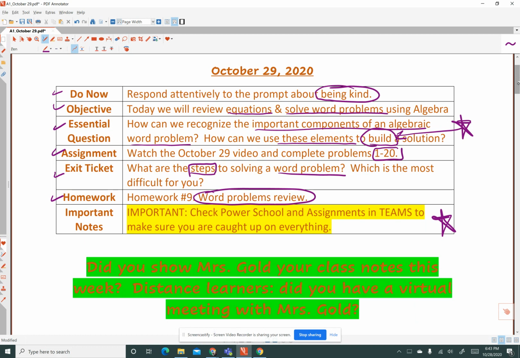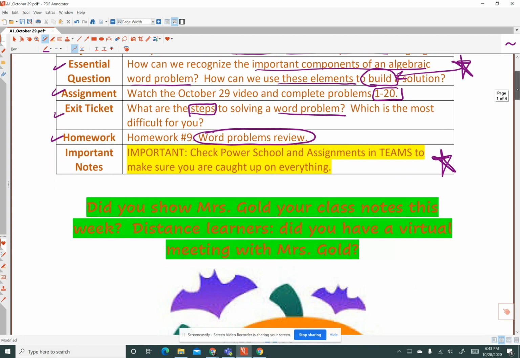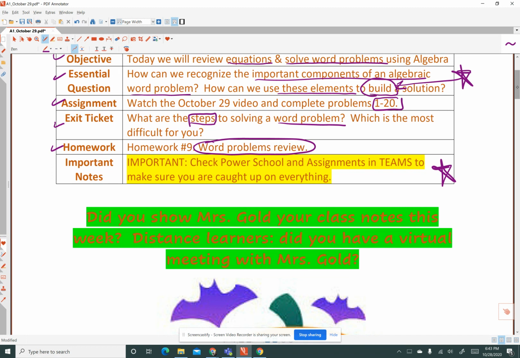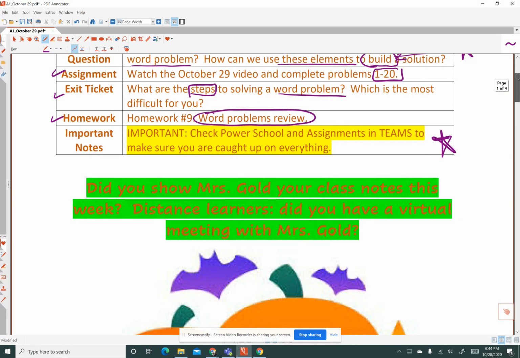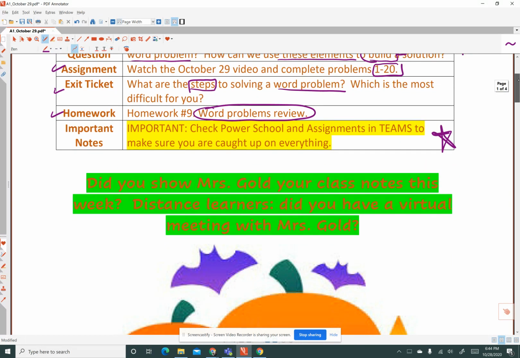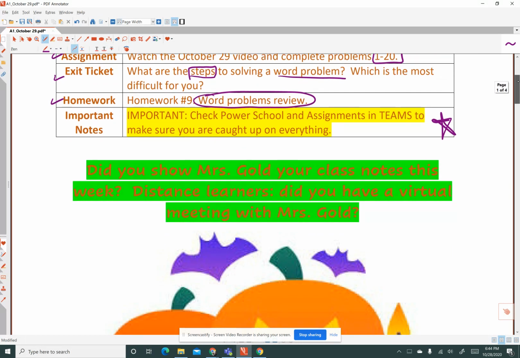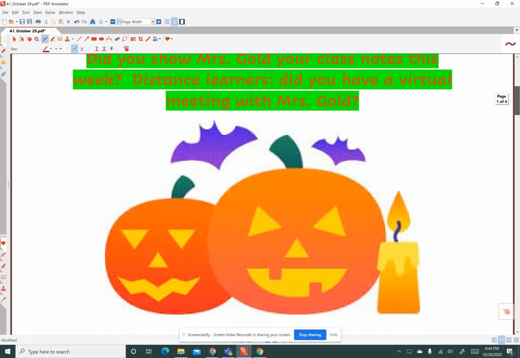Especially if you're a distance learner, did you show me your class notes this week? And if you're an in-person learner, we need to see those in school on the days that you come to school. So please be sure to bring your notes every day, because that's how we learn algebra. We watch and we learn and we practice by writing the problems and doing them as we learn.